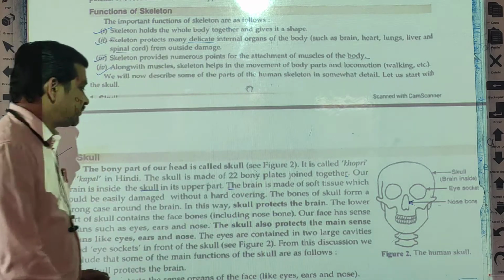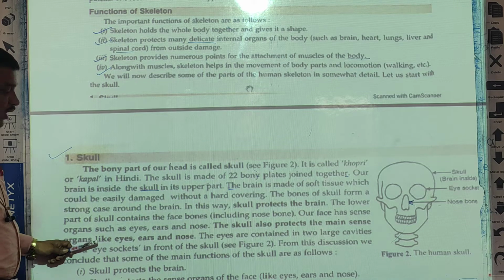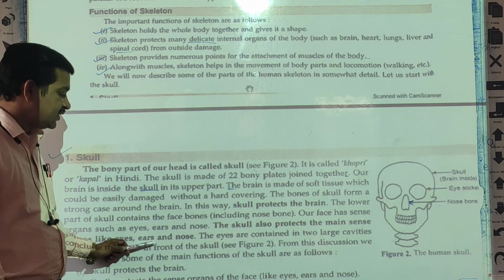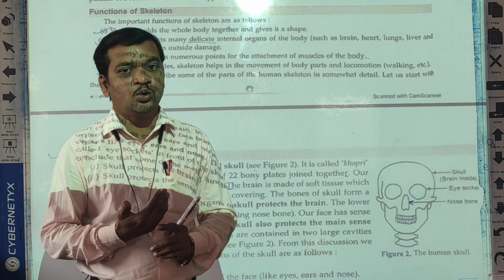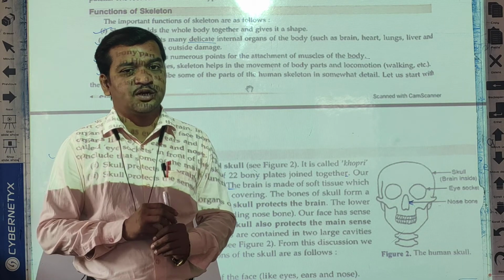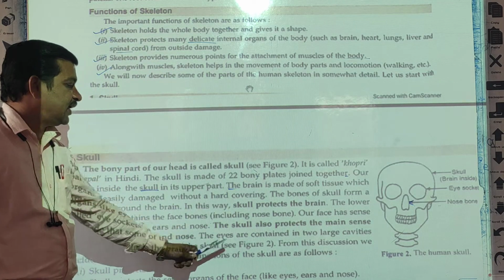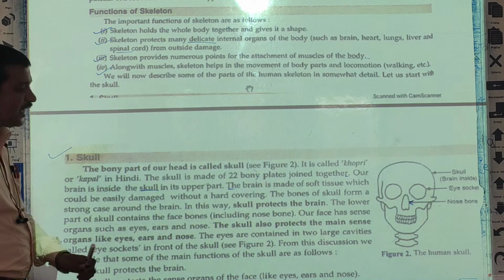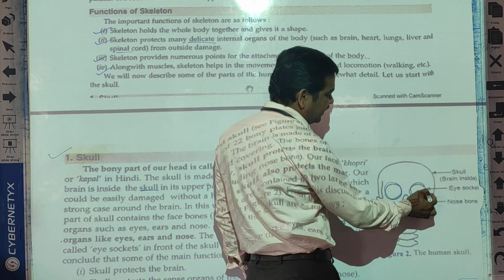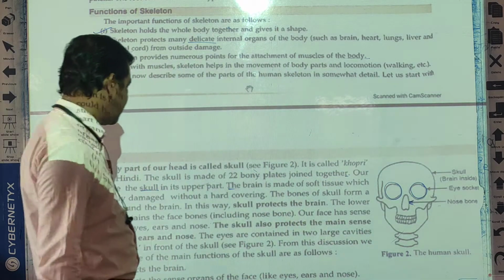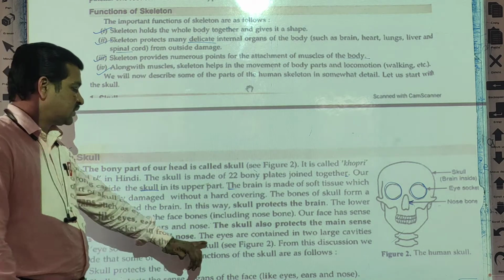Next, the skull also protects the main sense organs like eyes, ears, and nose. These are the three main sense organs: eyes, nose, and ears, and they are protected by our skull. The eyes are contained in two large cavities called eye sockets. Can you see here? These are the two large circular cavities, and they are specially called the eye sockets, in front of the skull.